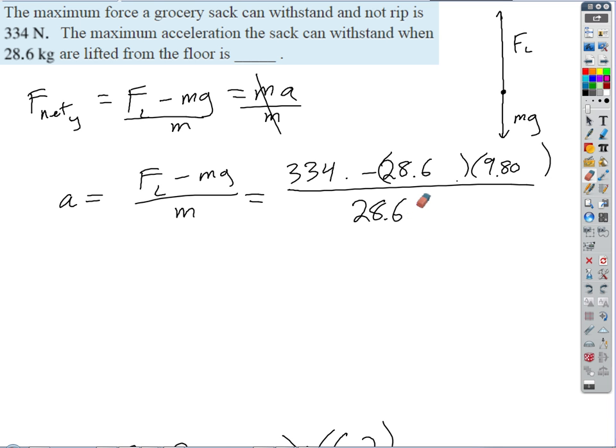Okay, so what do we get numerically if we do all this stuff? If we throw that in our calculator, 1.88 was rounded to the third. Okay, so if we keep 3 sig figs, 1.88. Now we got to pay attention though. What should our units be for acceleration? Meters per second squared. Okay, and that's it. That's the maximum acceleration we can have. Make sense?